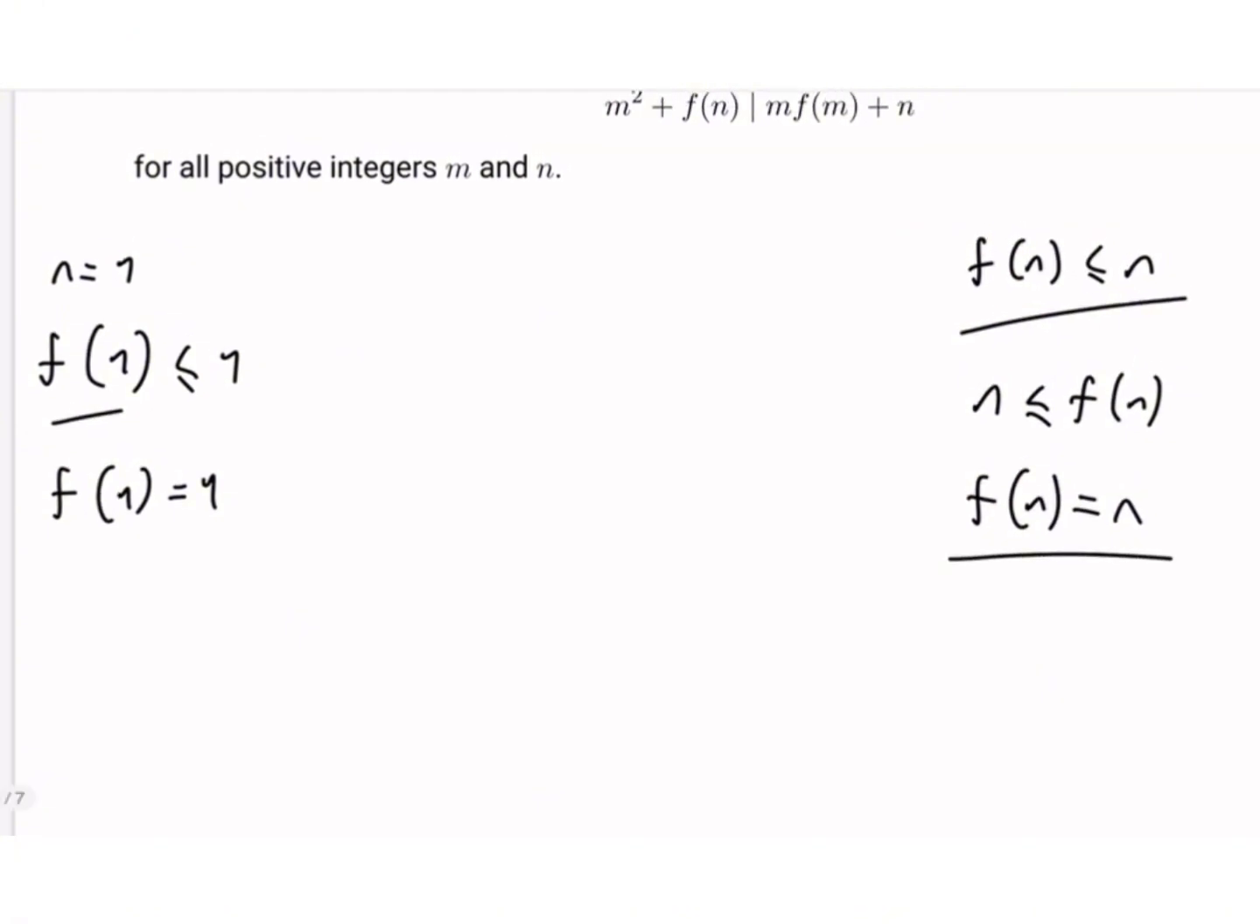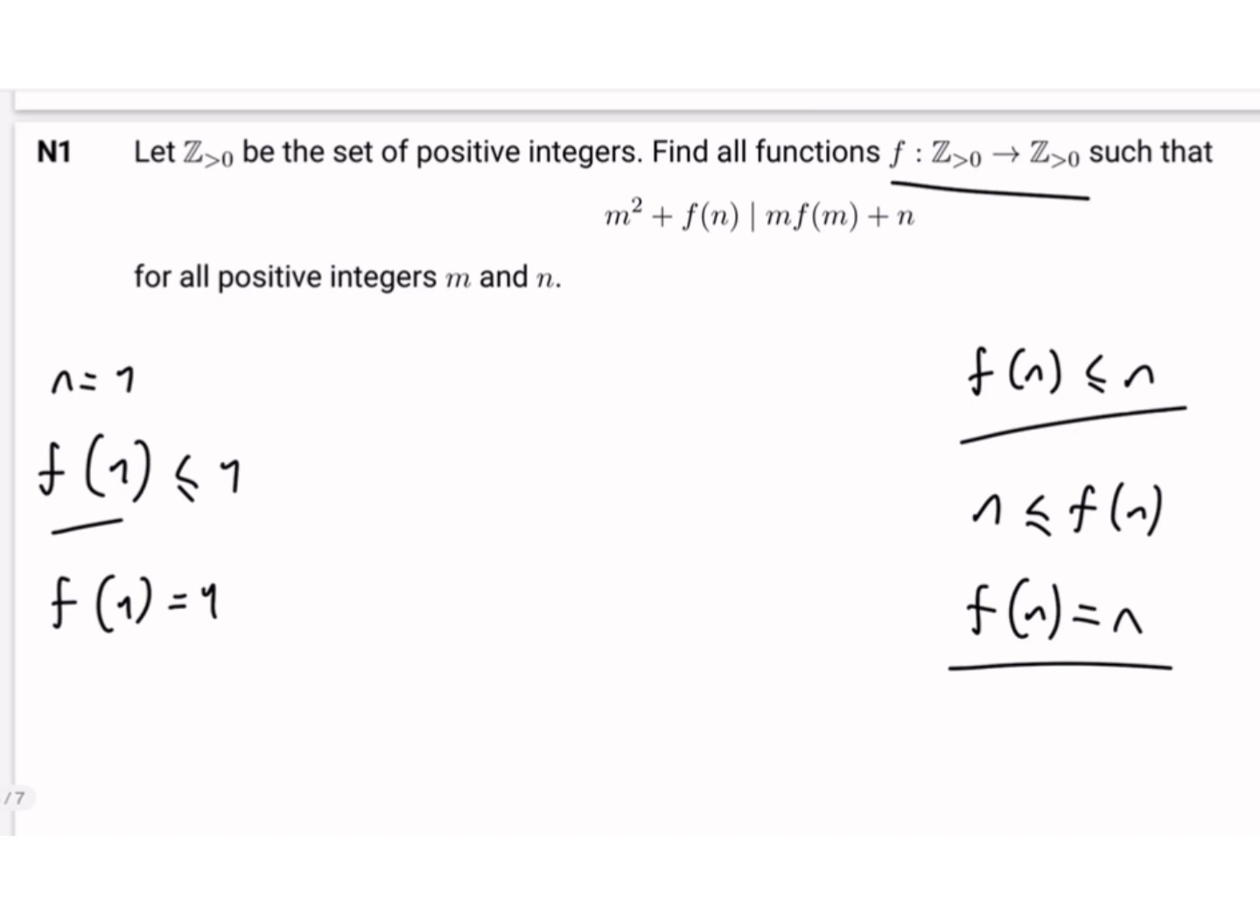So the answer is that the only function that holds this system of division is f(n) equals n.